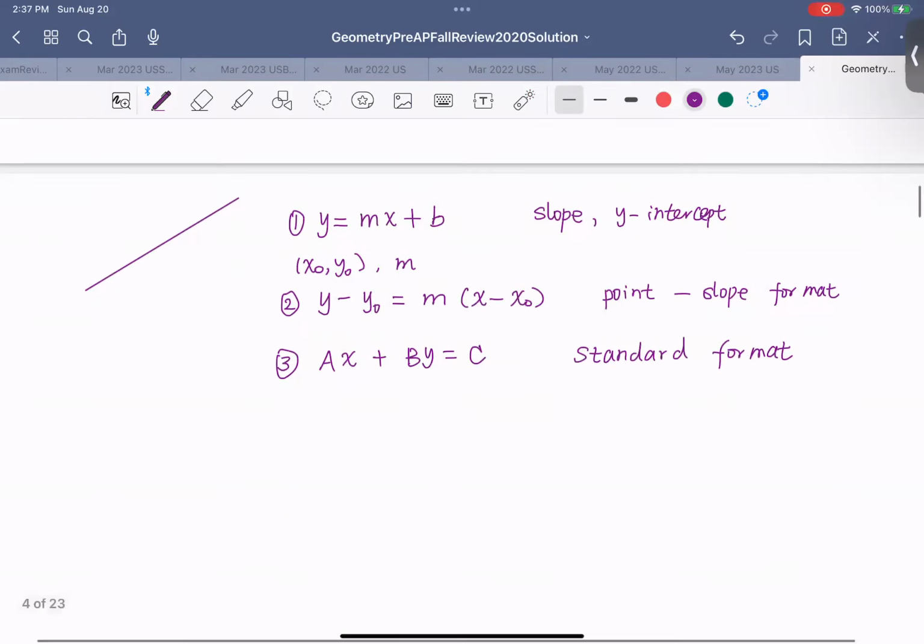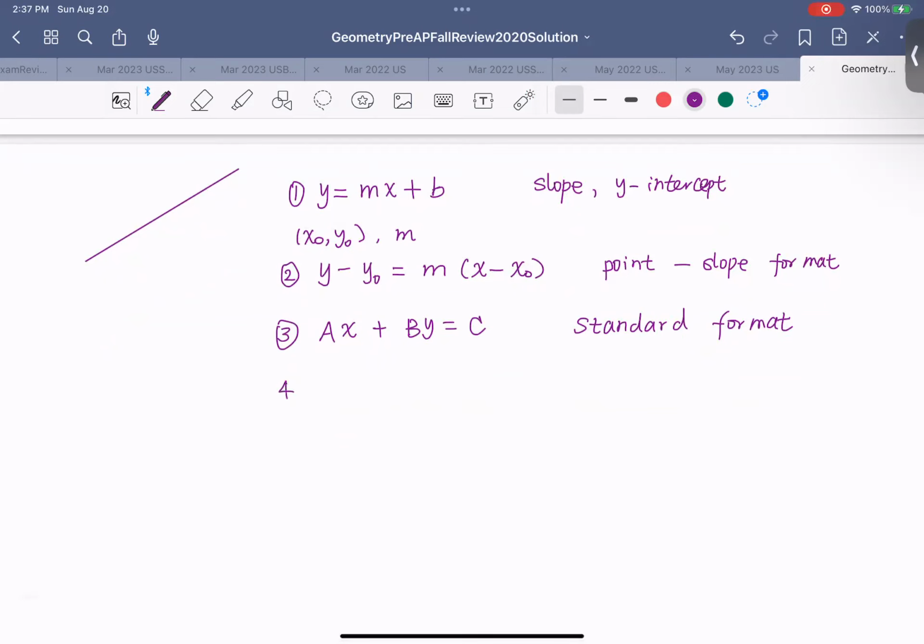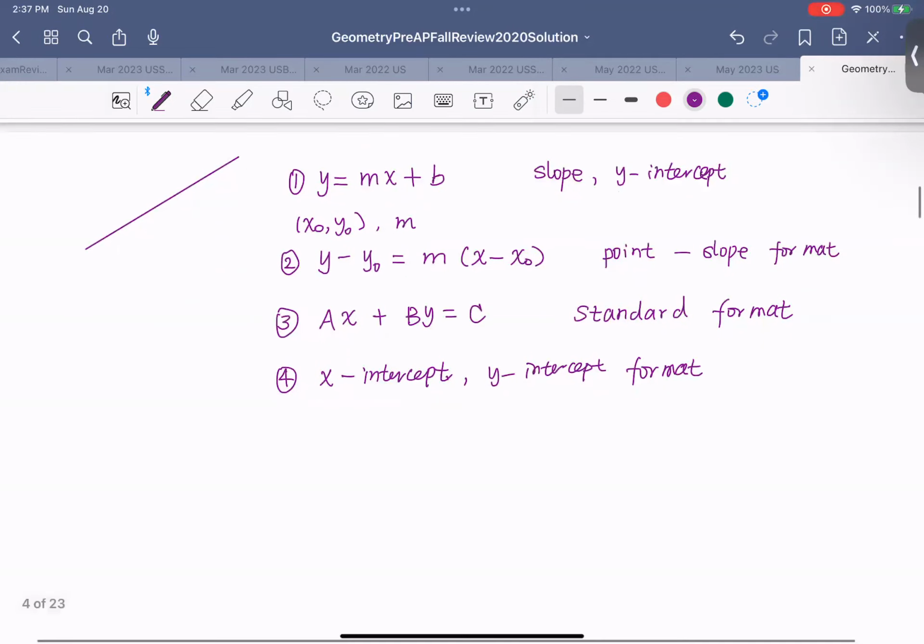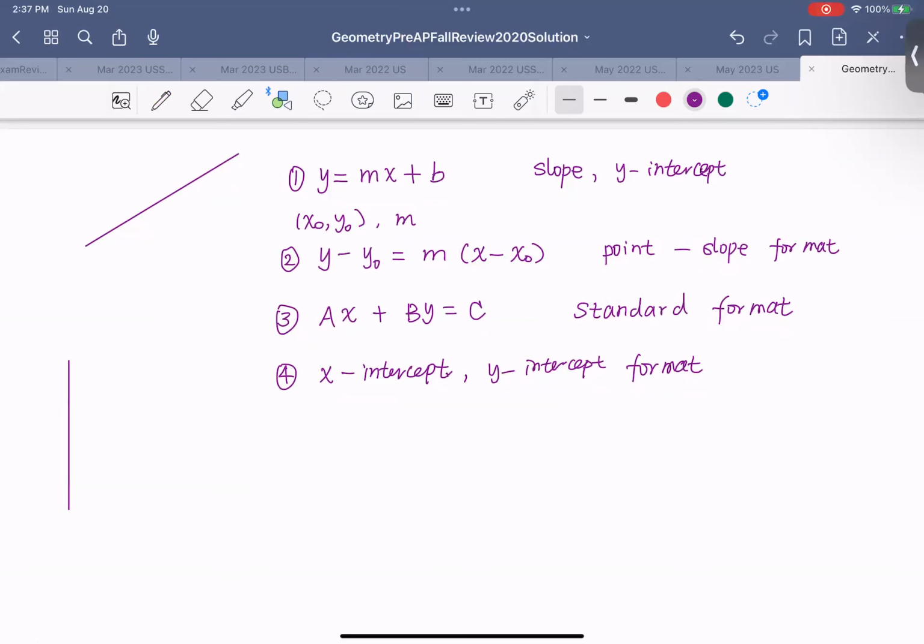And I'm going to teach you guys the last format. It's called the x-intercept and y-intercept format. What does this mean? If I have a line like that, the x-intercept here is a comma 0. The guy here is 0 comma b.